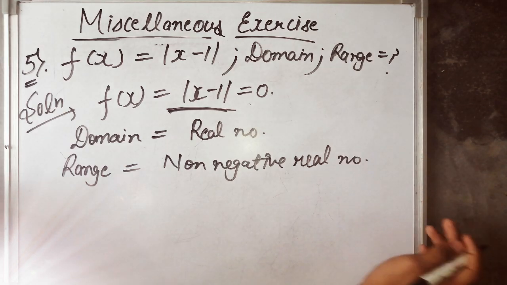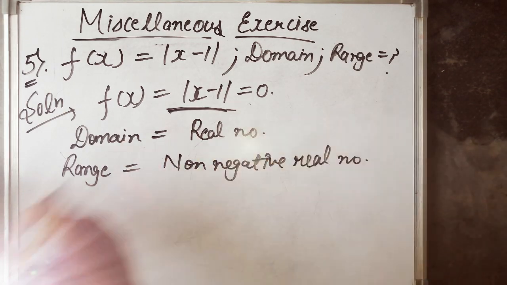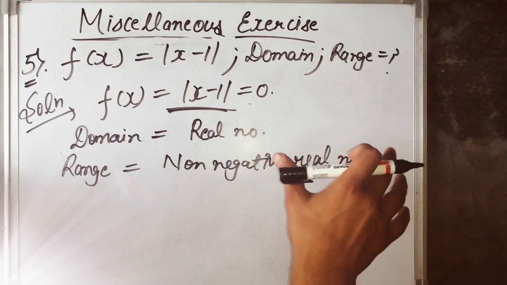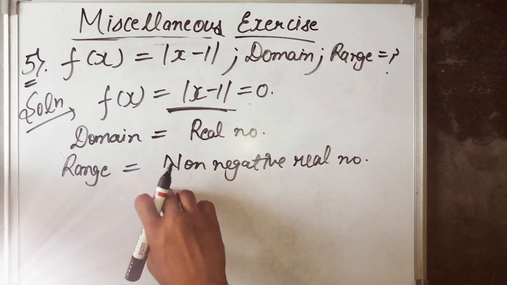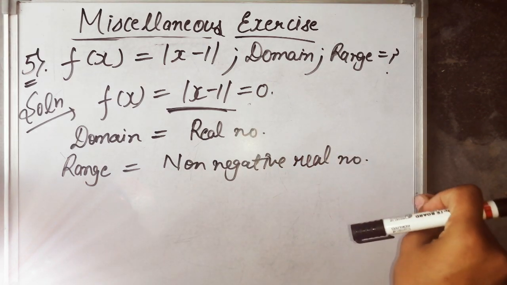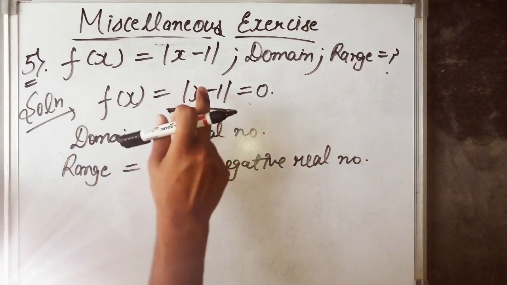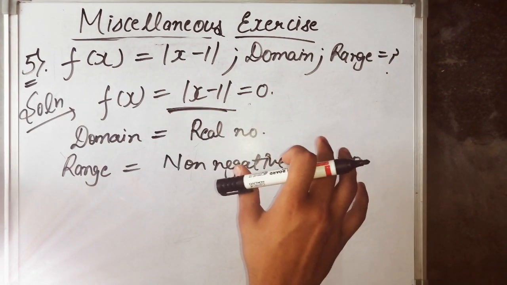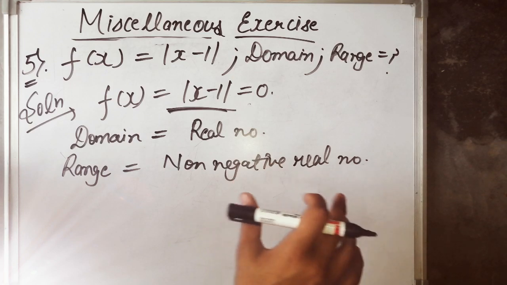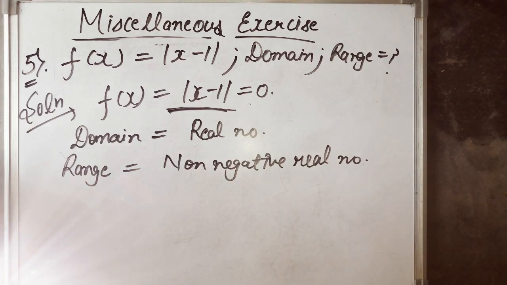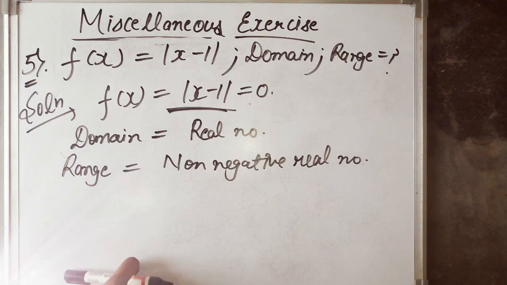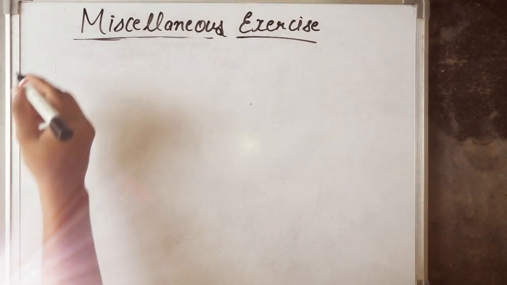The reason behind this is that if I take 1 here, 1 minus 1 will give me 0, and this is a non-negative real number. And suppose I take minus 1 here, minus 1 minus 1 will give me minus 2, and the modulus will neutralize the minus of the 2, and we'll have 2 here. That's why I have written here that the range will be non-negative real numbers. Let's have a look at the 6th question, but before that, pause the video to note it down. Okay students, and let's have a look at the 7th question.